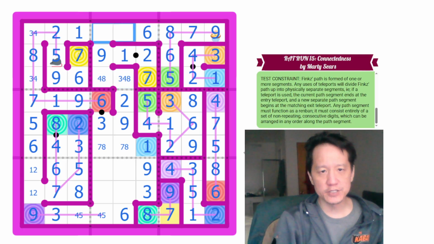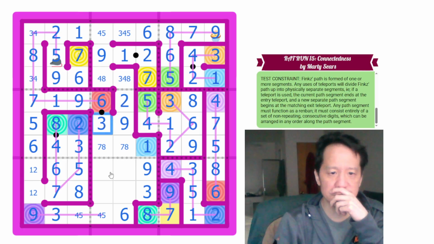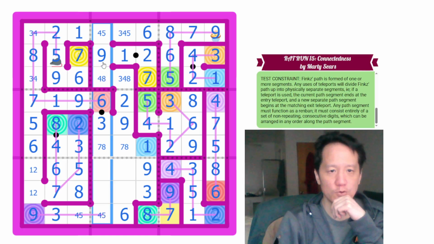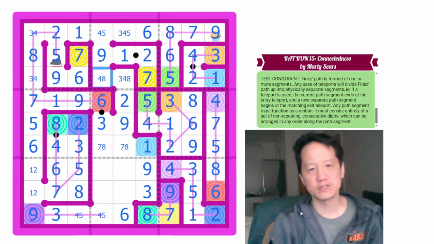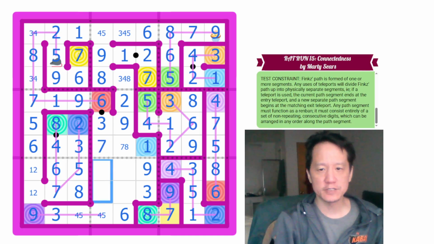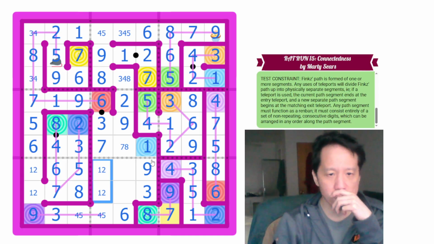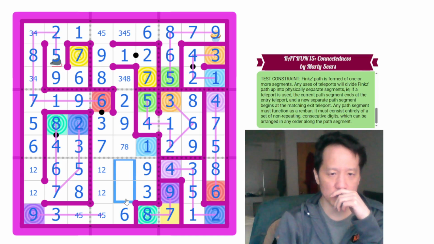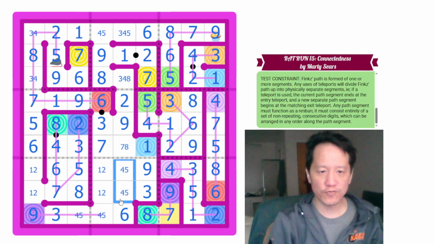The remaining digits in the row are 3, 4, and 5. This can't be 3 because of this 3. We have a 4, 5, 4, 5 pair in column 4, which eliminates 4 and 5 from the rest of the column. So this must be 8, which makes this a 7. The remaining digits here are 1 and 2. The remaining digits here are 4, 5, 7, and 8. Not 8. 4, 5, and 7.